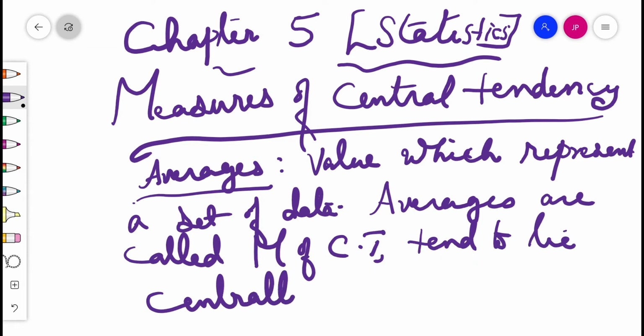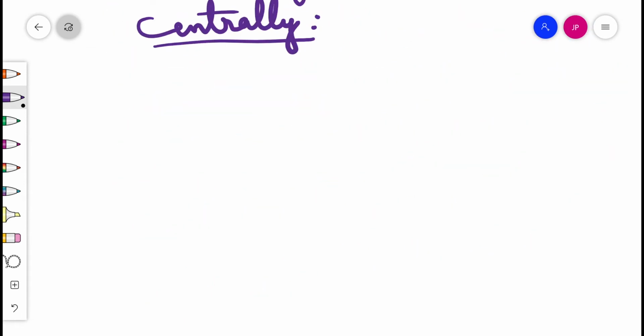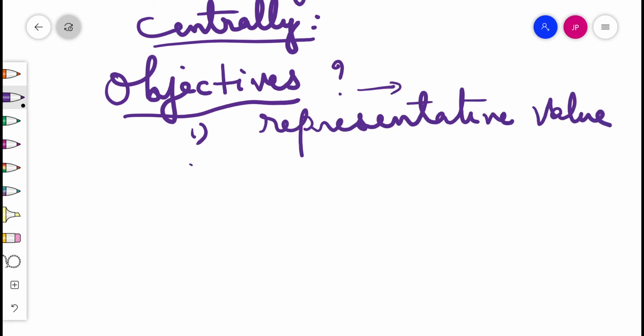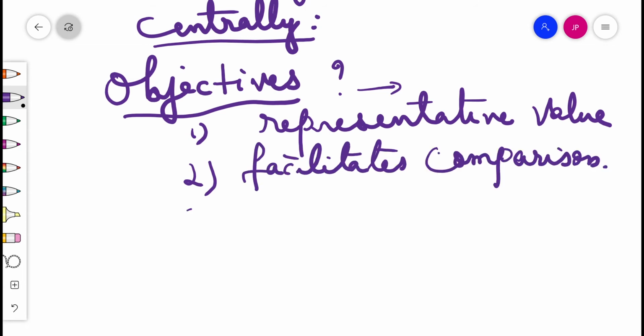Note down the word centrally. What are the objectives or the functions of average? Average helps us to get a representative value of the entire set of data. Averages facilitate comparison. Thirdly, average is a useful tool in decision making.